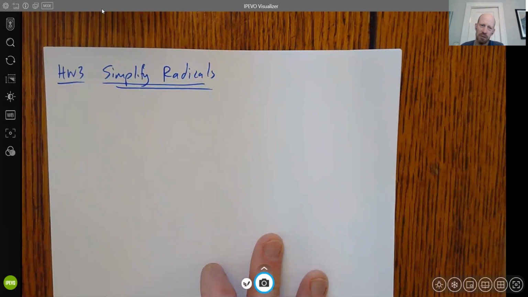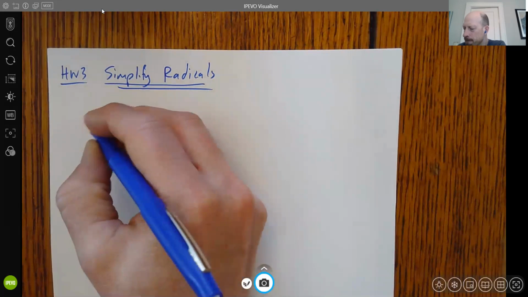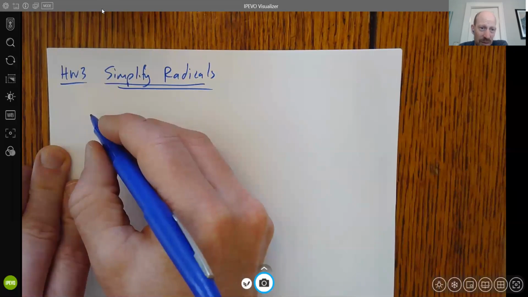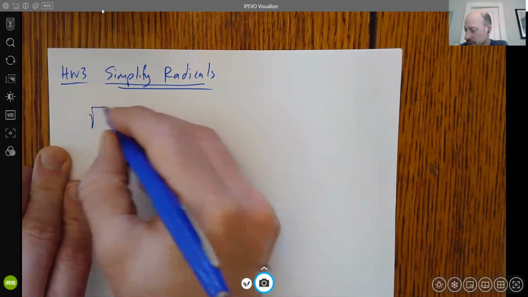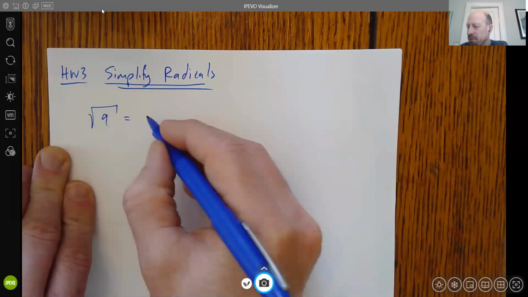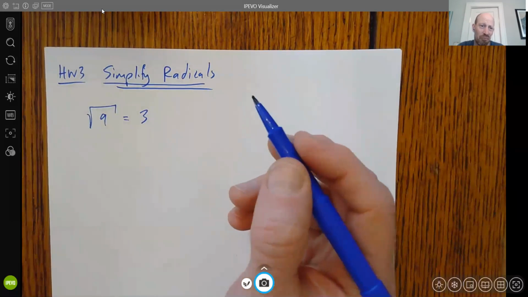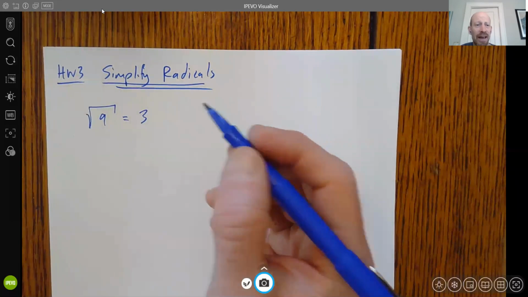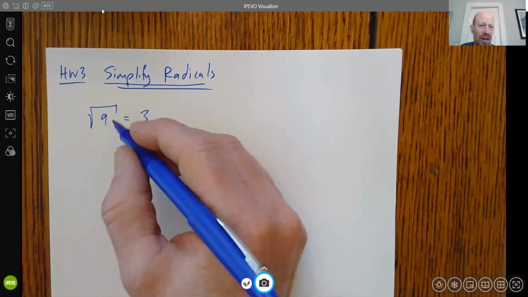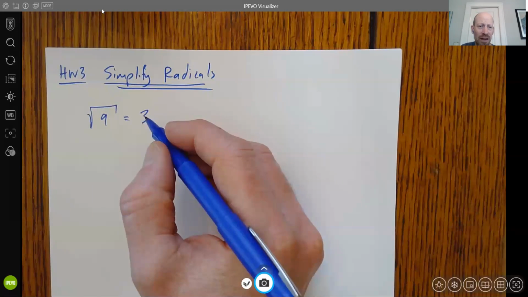And the idea behind simplifying radicals is that some radicals are very easy to simplify, and we've seen a lot of these already, right? The square root of 9, well, that's just 3, right? And we would want to simplify that. We would never want to leave it as the square root of 9 because it's much nicer to write it as 3.